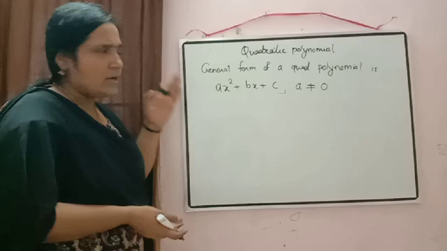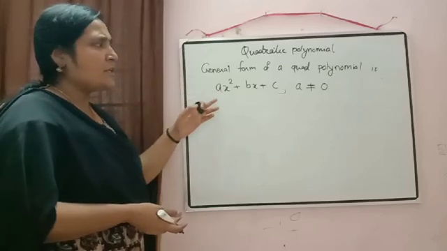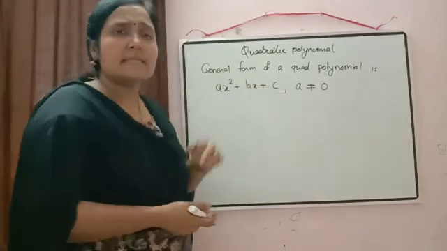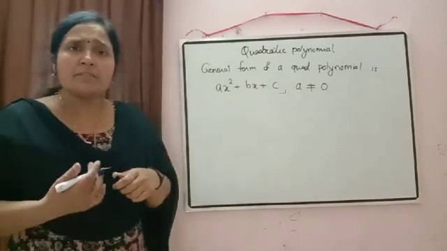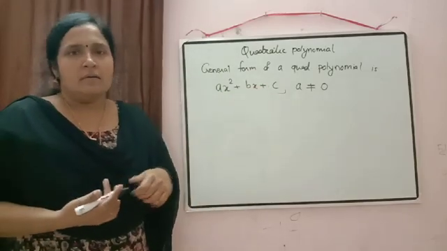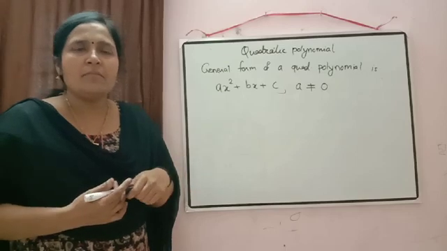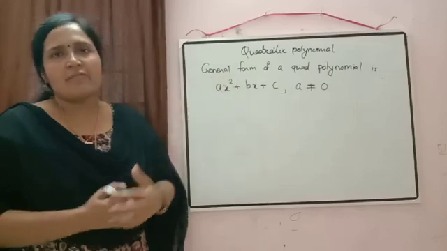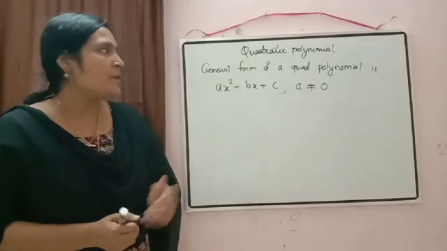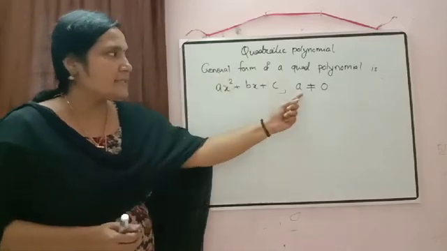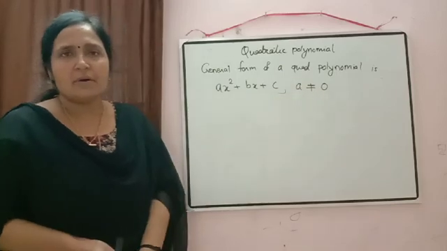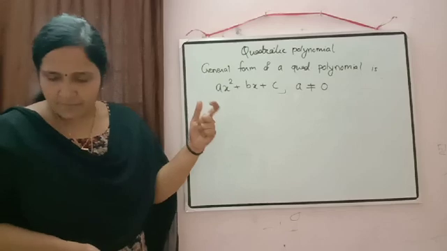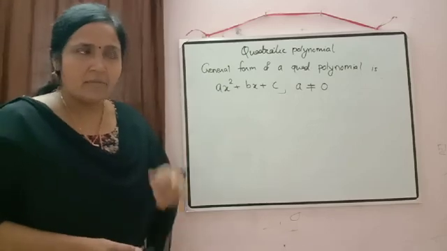If a is equal to 0, then when you substitute, your polynomial will become bx plus c. If it becomes bx plus c, what does that mean? That is not a quadratic polynomial, because in a quadratic polynomial, the highest power of x should be equal to 2. So that's why the condition is written that a should not be equal to 0. Is this definition clear to you? Okay. Now all of you write down the next one.